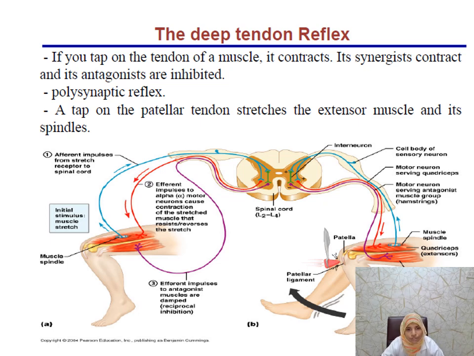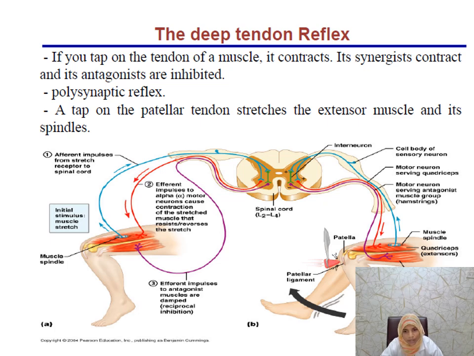So if you tap on the tendon of a muscle, it is going to contract, its synergists contract and its antagonists are inhibited. It is an example of a polysynaptic reflex. So a tap on the patellar tendon is going to stretch the extensor muscles and its synergists. So here the initial stimulus is muscle stretch. The afferent impulses from the stretch receptors will go to the spinal cord. Here it is going to bifurcate on the interneuron, and the efferent impulses to the alpha motor neuron will cause contraction of the stretched muscle that resists or reverses the stretch. And the efferent impulses to the antagonist muscle are dampened. This is reciprocal inhibition.